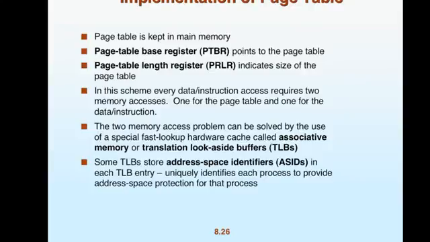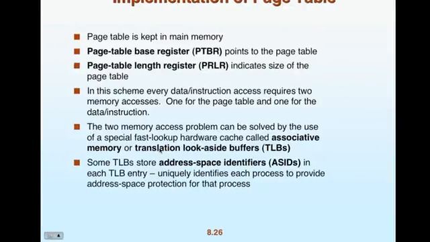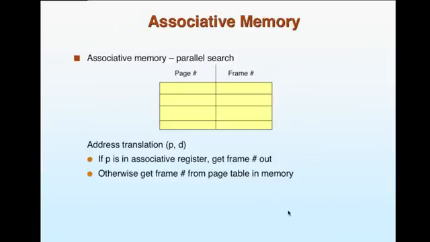The translation look-aside buffer, the associative memory, however you want to term it, is associated with the page table, and it provides us an index for fast lookup. Sometimes this can be implemented in hardware as well. It does not have to be implemented solely from a software perspective. Some of the translation look-aside buffers are in software, some of them are in hardware. Some of them, by definition, uniquely identify each process to provide address space protection for that particular process, so we're not going to write into memory that doesn't belong to the process.